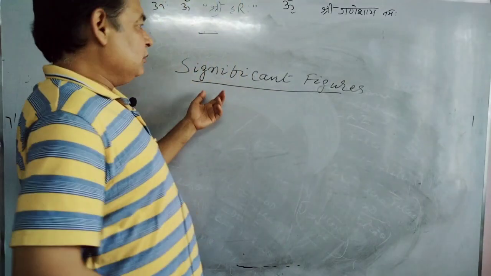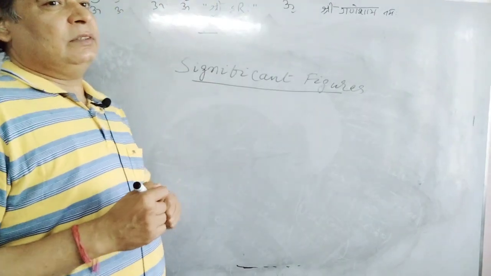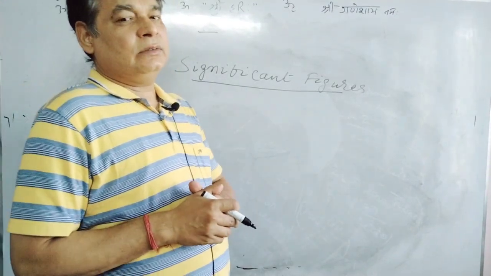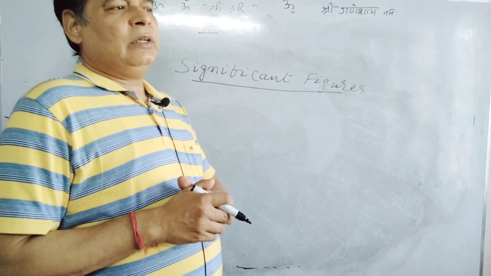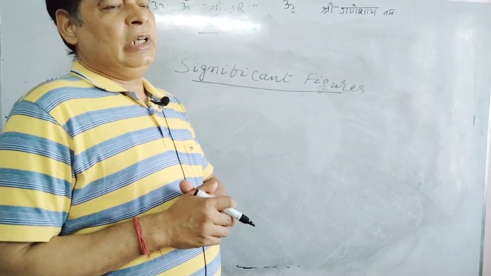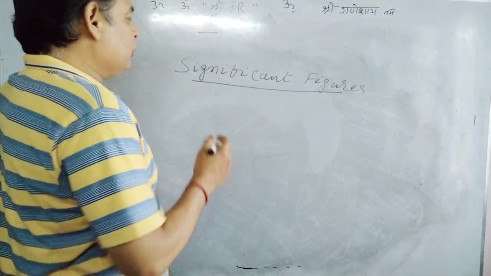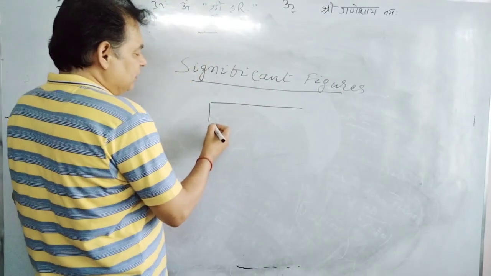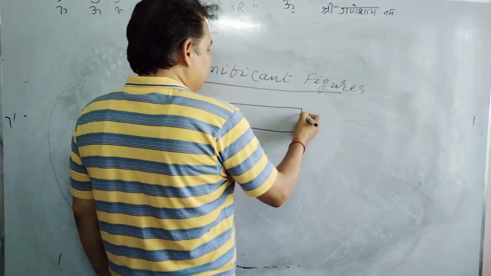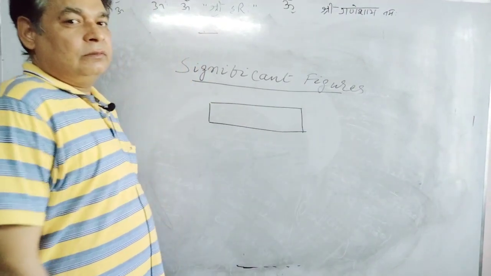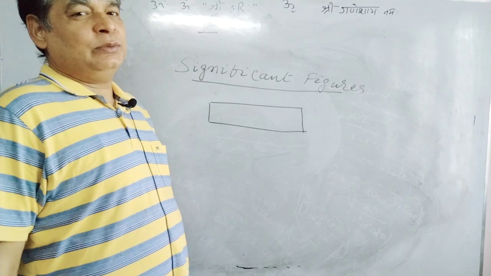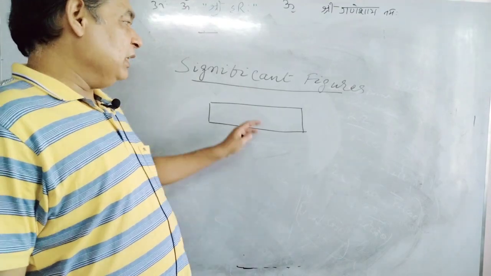Firstly, I want to know about significant figures. What's the meaning of significant figures? I'm moving with the help of an example. Suppose this is any scale. I'm taking a length measuring scale, but it might be any type of scale. But length measurement is very popular in lower classes. That's why we are taking the example of a length measuring scale.